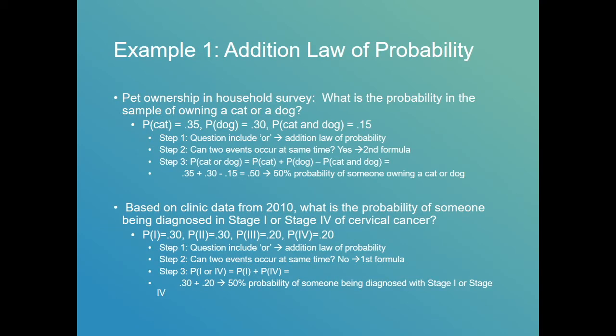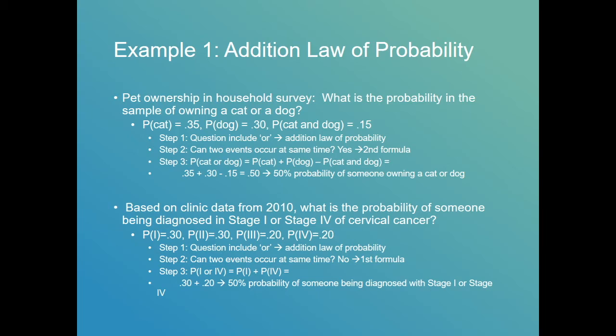So the first example, pet ownership in a household. What is the probability, in some sample we have, of owning a cat or owning a dog? So in this case, which formula do we think we should use? Well, first, let's look at the probabilities that were given. The probability of owning a cat was 0.35. The probability of owning a dog was 0.30. And the probability of owning both a dog and a cat was 0.15.